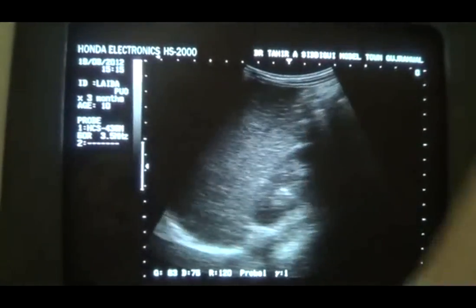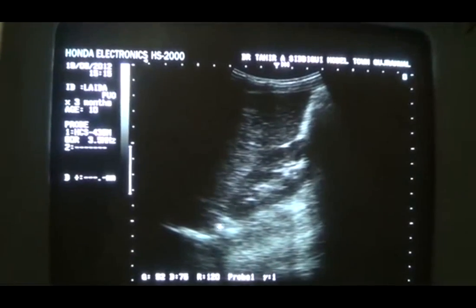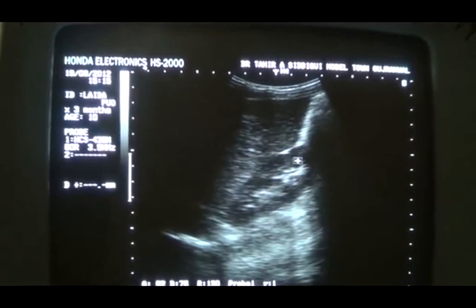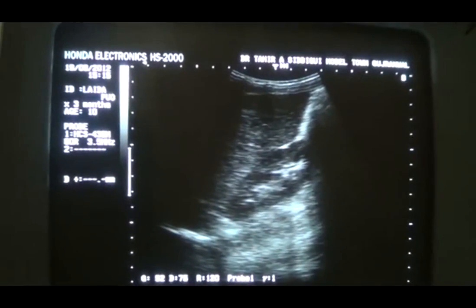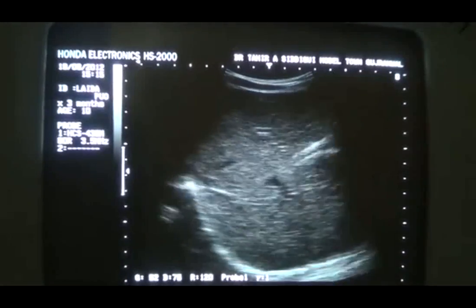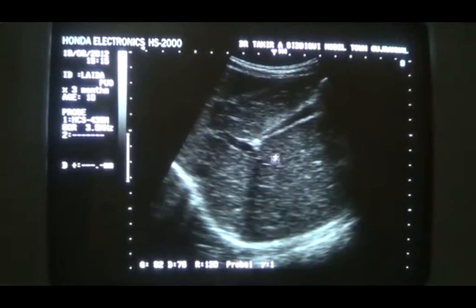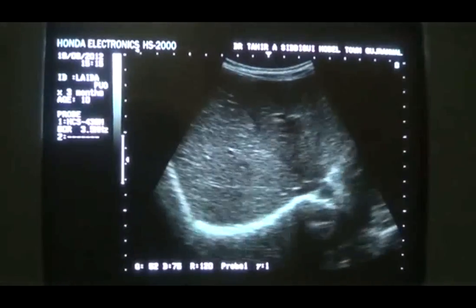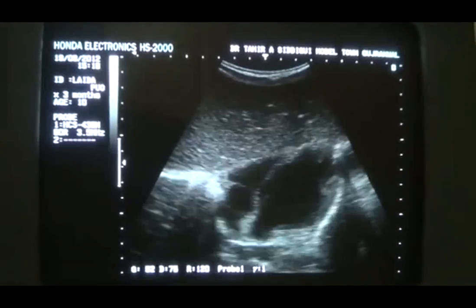Comparing the parenchyma of the kidney with that of the liver, this is the right kidney: the upper fold, lower fold, the central sinus echo complex, the pyramids. This is normal. This is the liver, diaphragm. So up to this point, it's all fine. Now this is the gallbladder, and the gallbladder is normal. This is the portal vein, and the hepatic veins are not dilated.